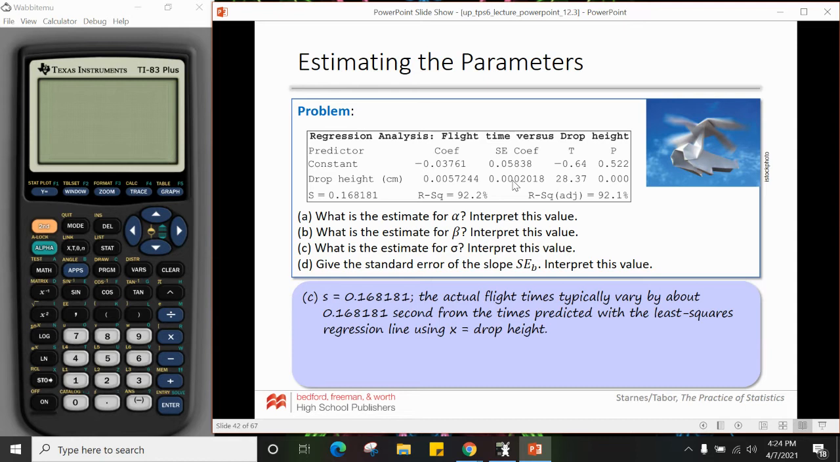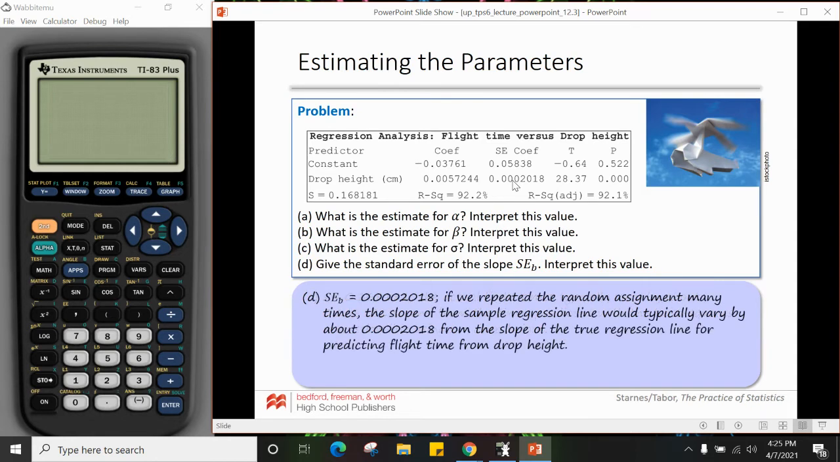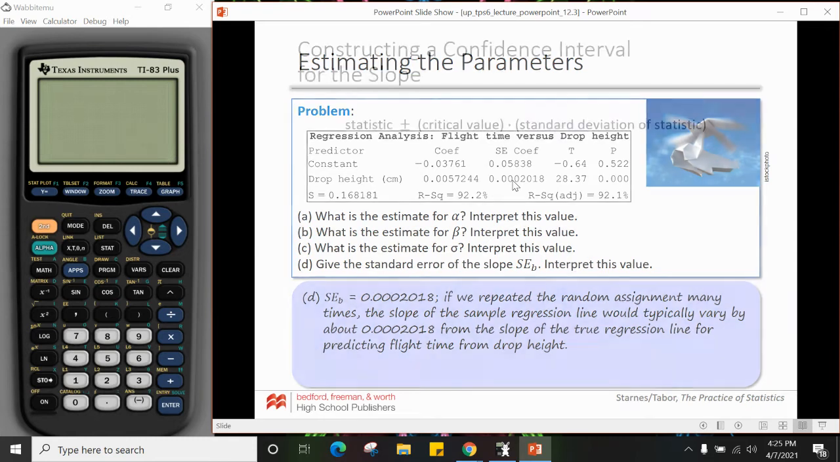C is just the actual flight times. It typically varies by about the regression line. And for the standard error of B, that's really the slope. It's how much the slope varies. So just a little distinction between the two.